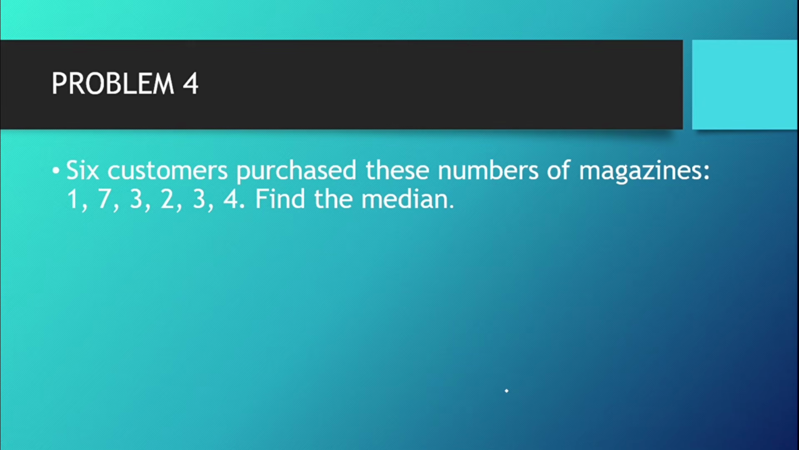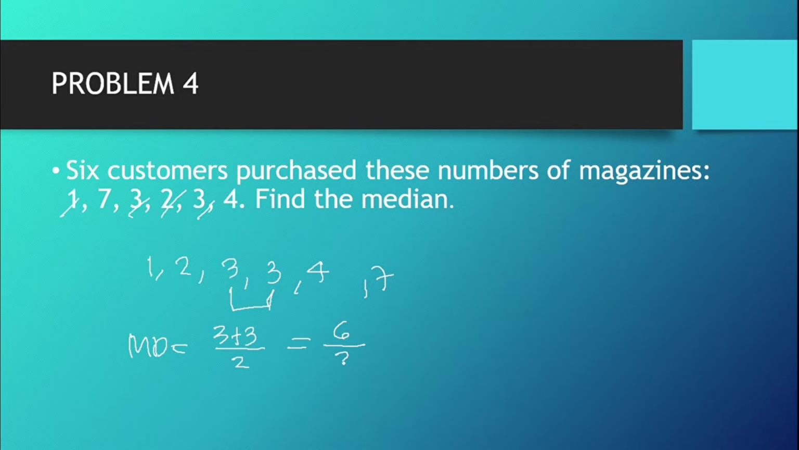So problem number 4, 6 customers purchased these numbers of magazines: 1, 7, 3, 2, 3, 4. Find the median. So in finding the median again, you're going to arrange the data in ascending or descending order. So let's have ascending: 1, 2, 3, 3, 4, and 7. So how many data do we have? 1, 2, 3, 4, 5, 6. So it's even. So take the middle part, add, and divide by 2. So MD is equal to 3 plus 3 divided by 2. We have 6 over 2. That is equal to 3.